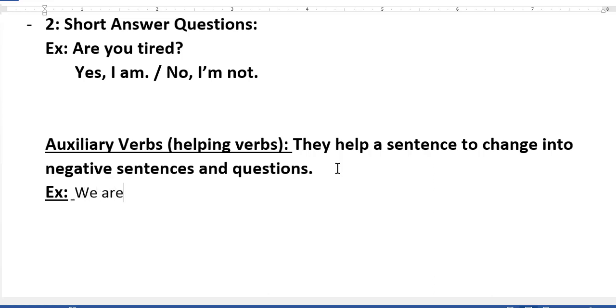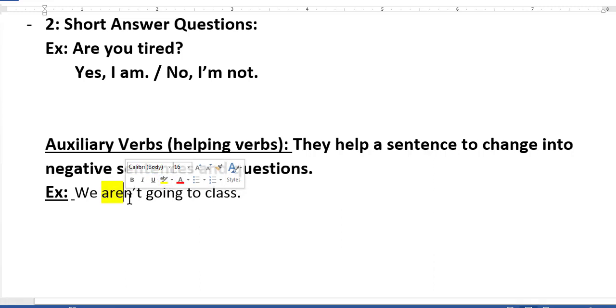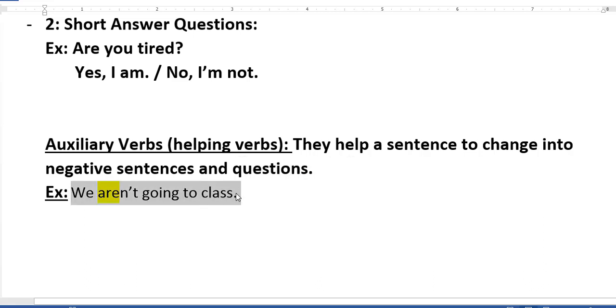We aren't going to class. Okay, now look at this one, guys. Can you see this one? Aren't. This "are" is an auxiliary verb. Why auxiliary? Because it helped our sentence to change into negative form. Yeah, so it helped our sentence to change into negative form.